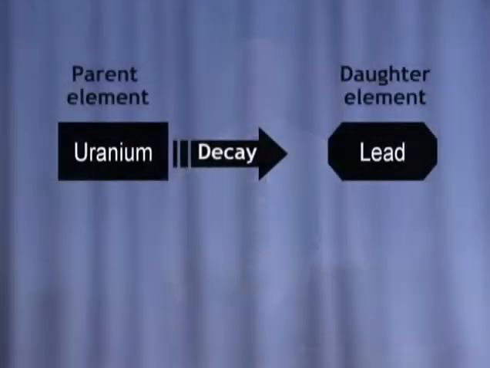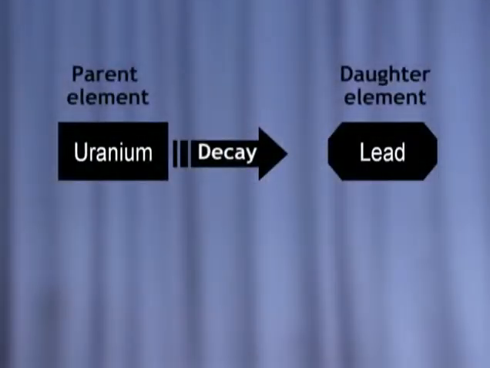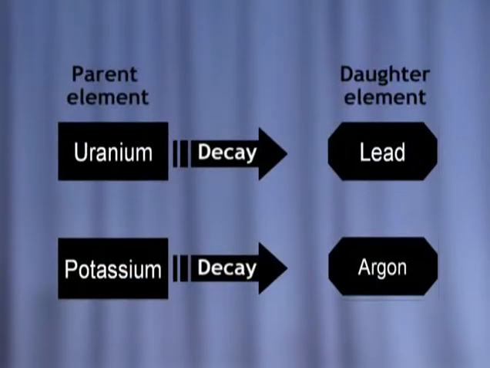Well, let's go to radioactive decay. How does radioactive decay work? Well, we start with something called a parent element and a daughter element. For instance, uranium would be the parent element. And over time, uranium gradually radioactively decays into lead, the daughter element. There are many forms of this radioactive decay process. Another one is potassium and argon. Potassium is the parent element, and over time it will radioactively decay into argon. So that's what we mean by radioactive decay.